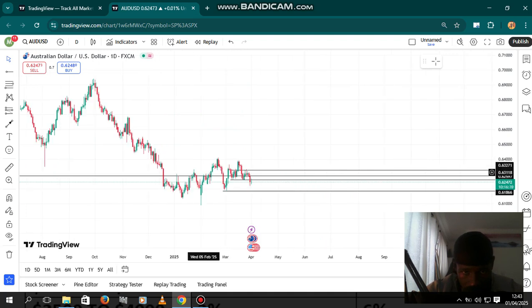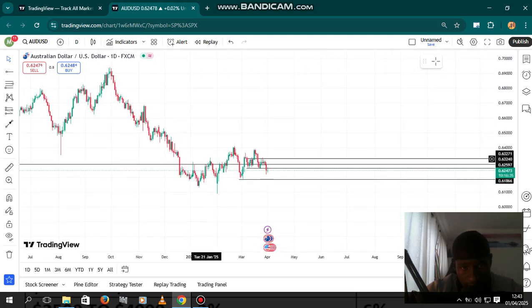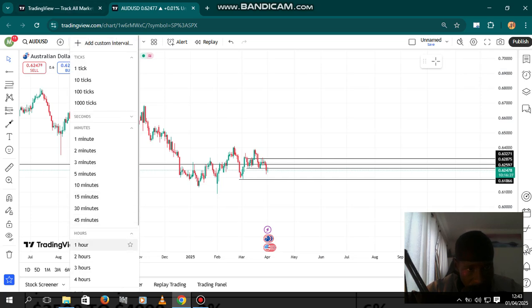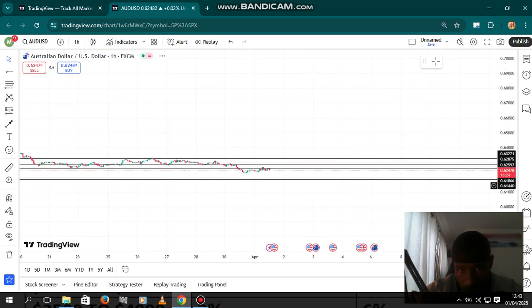It broke it and ranged. It's like a correction, like an impulse correction. So we are looking for a sell. It's been a short sell, and now we have our confirmation, head and shoulders.